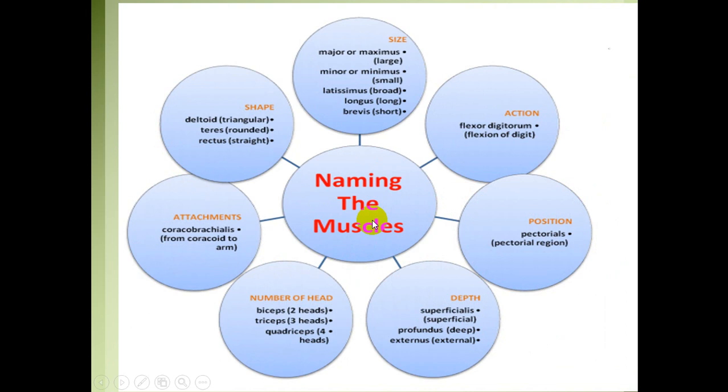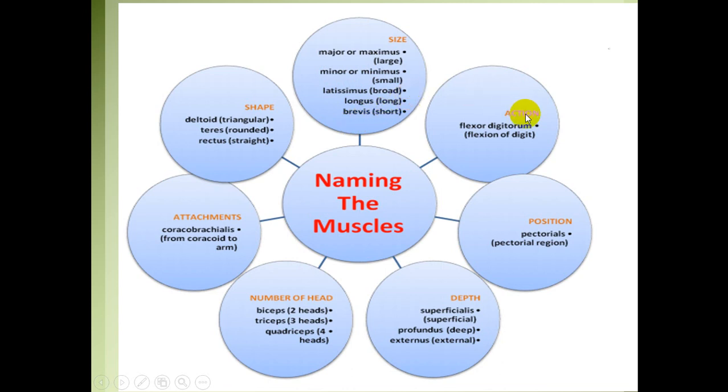Nomenclature of skeletal muscle is based on different criteria. For example, according to size, the skeletal muscles in some regions are named as major or maximus when they are large. For example, pectoralis major, gluteus maximus. When they are intermediate in size, they are called medius, like gluteus medius. When they are small, they are called minor or minimus, like pectoralis minor, gluteus minimus. Then when they are broad, they are called latissimus. When they are long, they are called longus, and when they are short, they are called brevis. For example, peroneus longus and peroneus brevis.